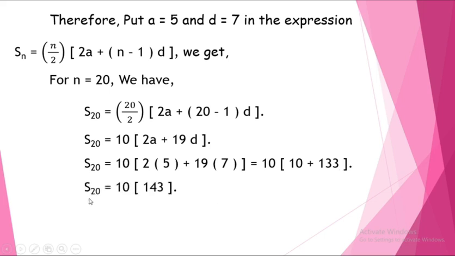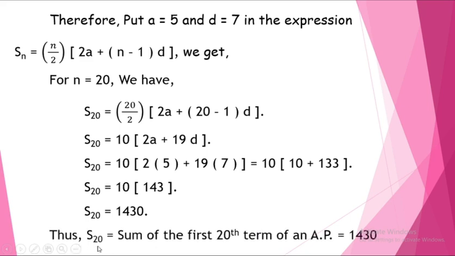Thus S20 is equal to 10 as it is, 10 plus 133 that is 143. Now multiply it by 10. We get S20 is equal to 1430. That is the sum of the first 20 terms. Thus S20, the sum of the first 20 terms of an AP, is 1430. These are the three examples to find the sum of the first n terms.